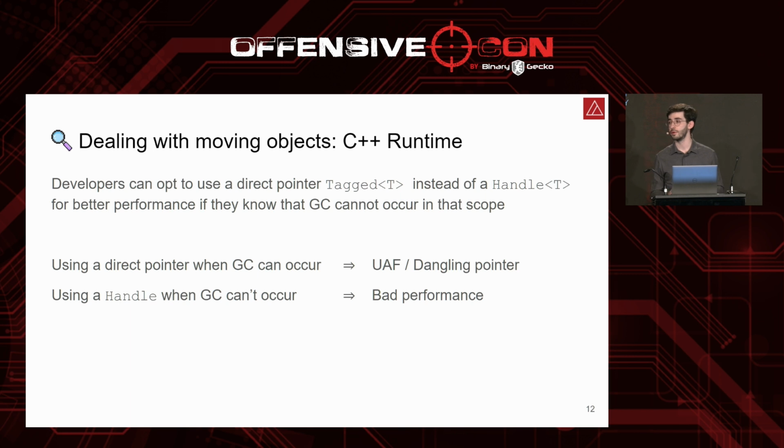Additionally, if a developer knows that garbage collection cannot occur in some part of the code, they can decide to use direct pointers instead of handles to get better performance, to avoid the additional dereference and avoid getting those extra callbacks. However, we end up in a situation where using a direct pointer when GC can occur can lead to a use after free or a dangling pointer.